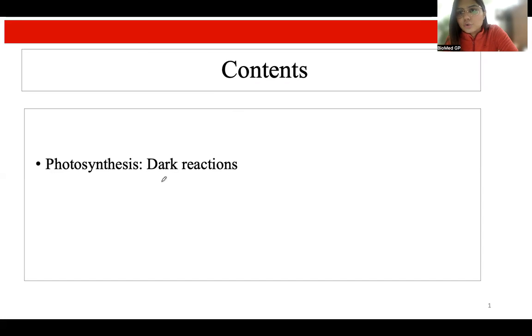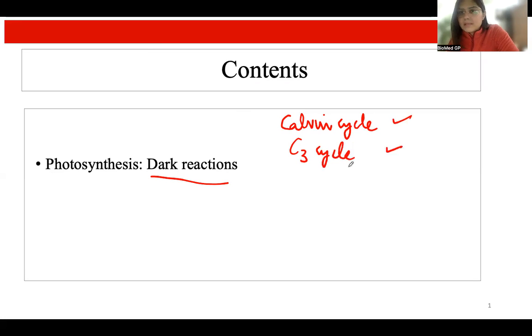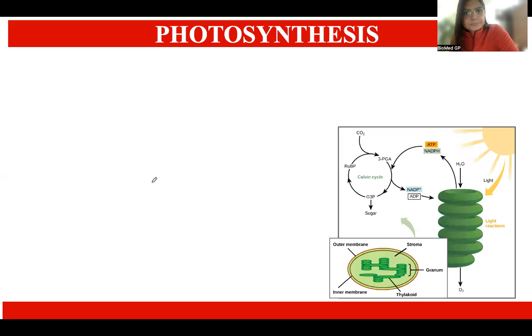And in this lecture, we are going to discuss the dark reactions of the photosynthetic process, which are also known as the Calvin cycle, or the C3 cycle. Why they are called by these names, that is also what we are going to look at.